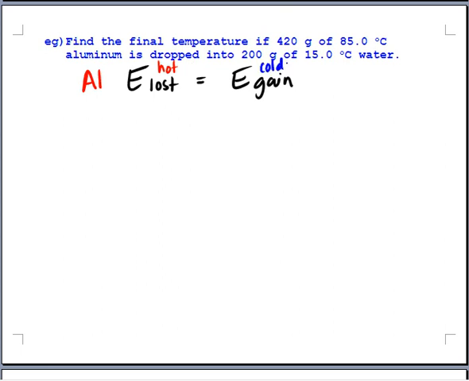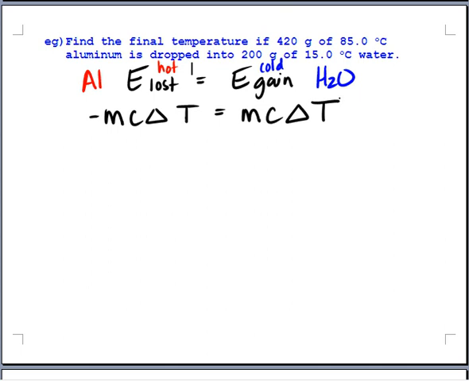The thing that's going to gain energy is whatever started out cold. That's going to be the water side. So we've got a negative mcΔT equals a positive mcΔT. And let's plug some numbers in. Watch those masses. Remember, it has to be in kilograms. So it's negative 0.42 kilograms times the specific heat of aluminum, which is 903.